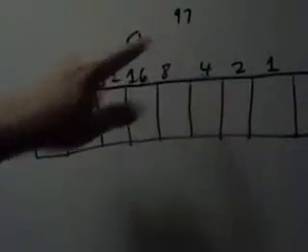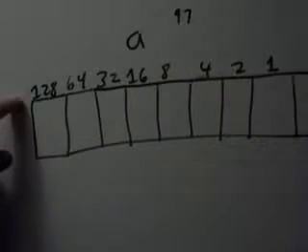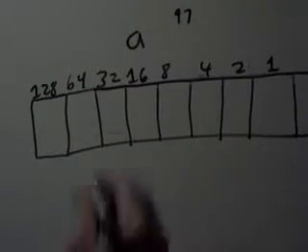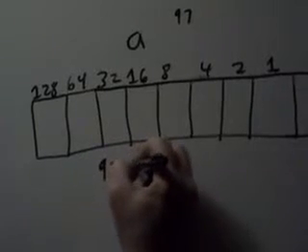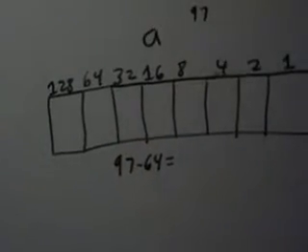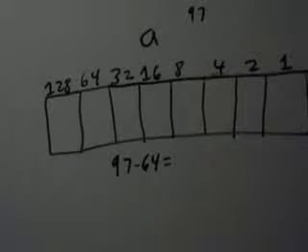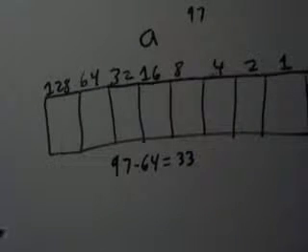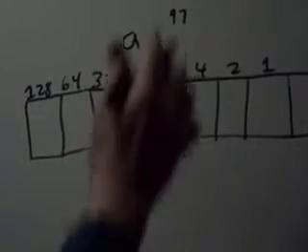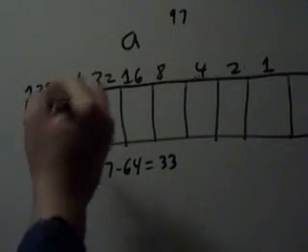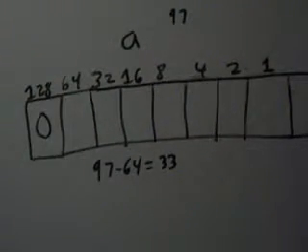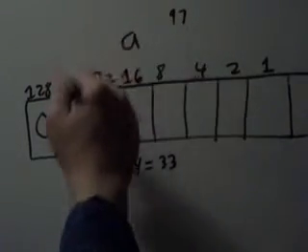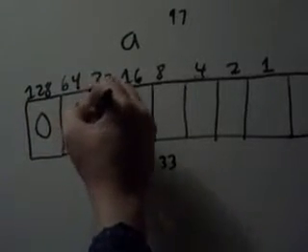Okay. So, is the number 97 greater than 128? No, it's not. Is the number 97 greater than 64? Yes, it is. Well, 97 minus 64 is what? Well, the answer is 33. So, since 97 was not greater than 128, this gets a 0. Okay? But since 97 is greater than 64, we're going to put a 1 right here.